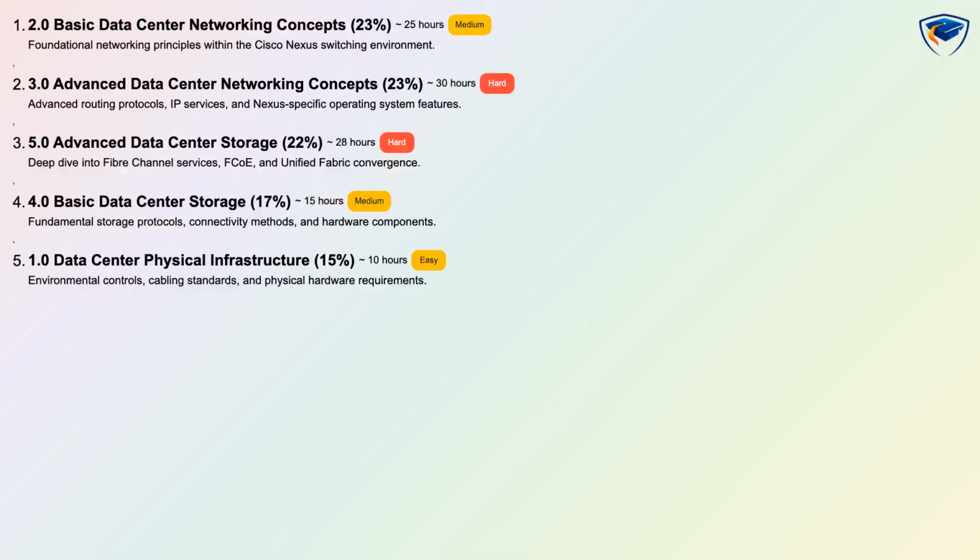Overview of the exam structure and weights. Domain 2.0 Basic Data Center Networking Concepts is 23%. Domain 3.0 Advanced Data Center Networking Concepts is 23%. Domain 5.0 Advanced Data Center Storage is 22%. Domain 4.0 Basic Data Center Storage is 17%, and Domain 1.0 Data Center Physical Infrastructure is 15%. Each domain lists difficulty, estimated learning hours, and the assessment type so you can plan hands-on practice and conceptual study time.